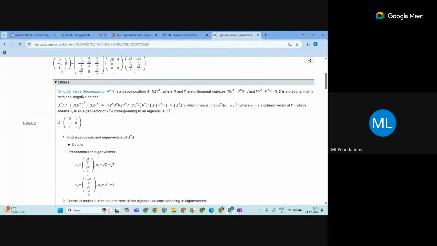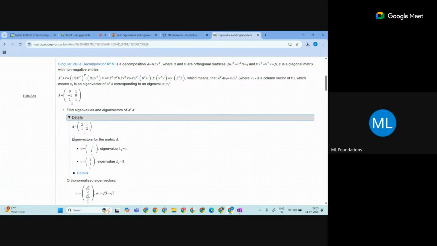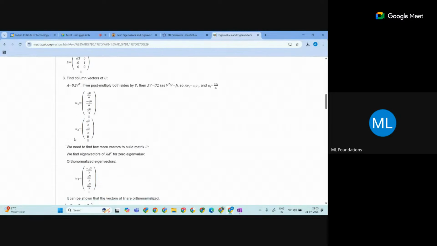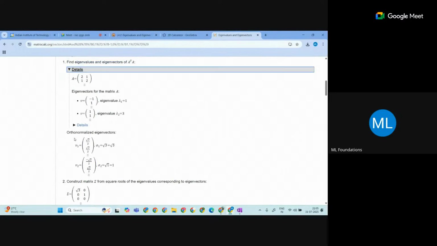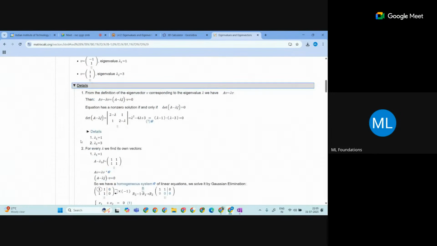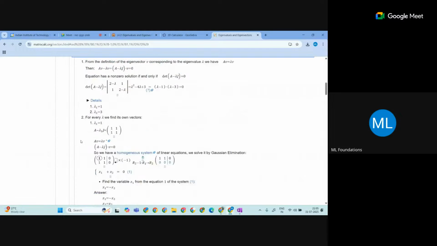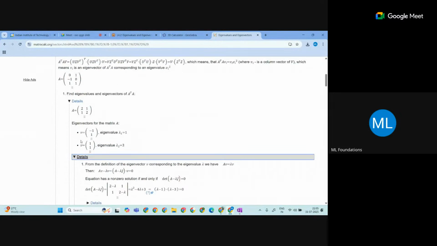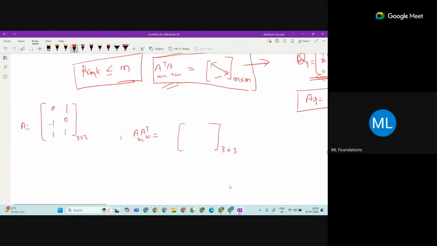Is this done here? To find the singular values, the detail is here. A transpose A, then find U. He did it using this one. He first found A transpose A in the calculator. So if you do it for A transpose A, let's do it here.